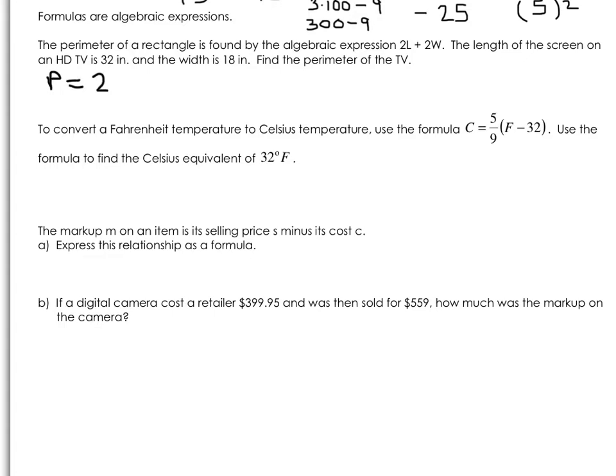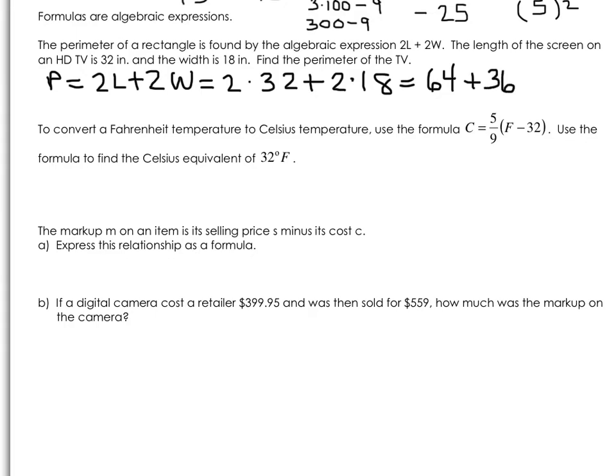So our perimeter is 2L plus 2W. Now we need to substitute in the length and the width. So we'll have 2 times L, L is 32, plus 2 times W, and W is 18. That gives us 64 plus 36. What is our perimeter? 100. What's our unit of measurement?